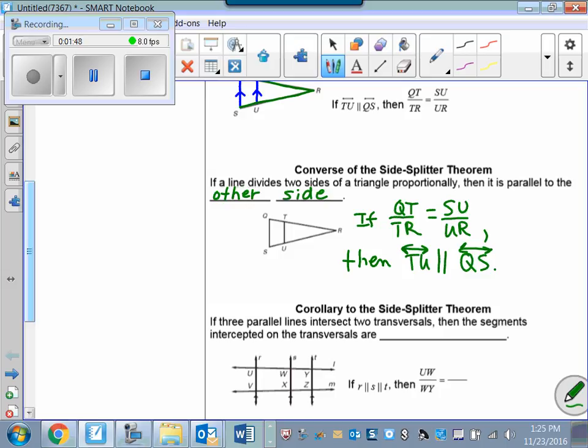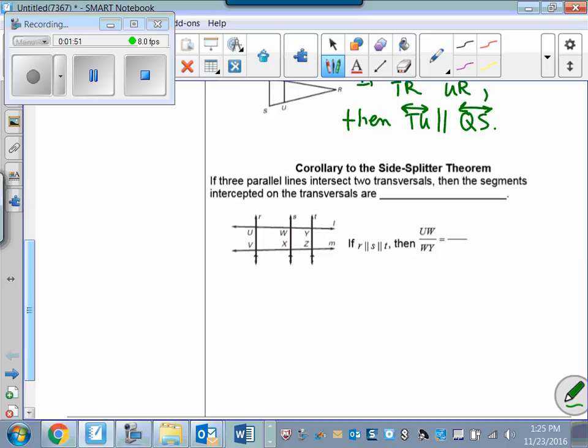All right, and then we have a corollary. The corollary says if three parallel lines intersect two transversals, then the segments intercepted on the transversals are proportional. So if R is parallel to S, it's parallel to T, then I know that UW over WY equals VX over XZ. Those segments that the transversals are divided into are proportional.